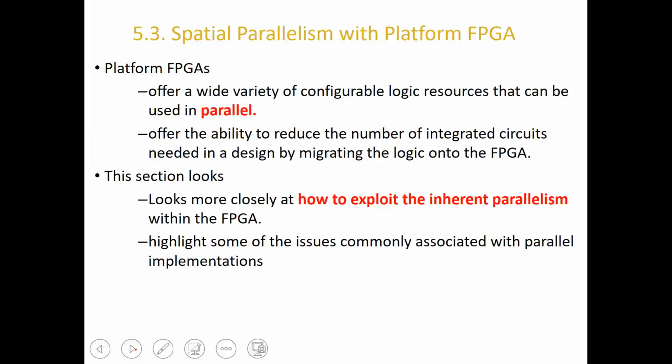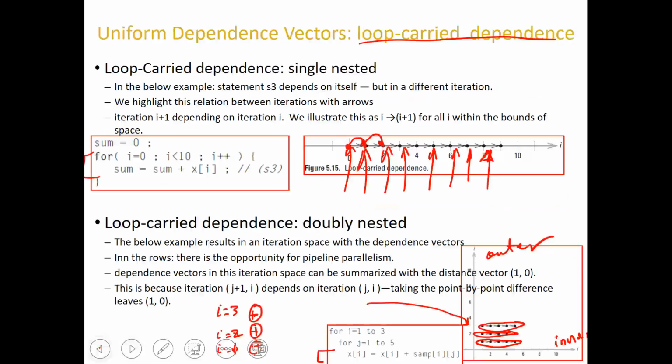With this slide, we have completed our discussion of identifying parallelism, where we talked about ordering, dependence, and uniform dependence vectors.